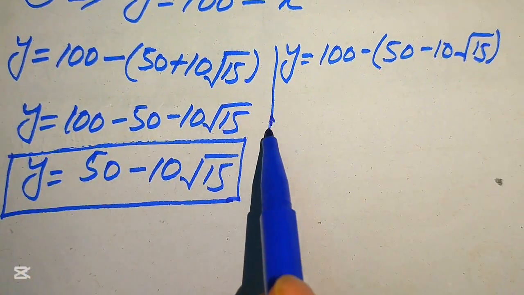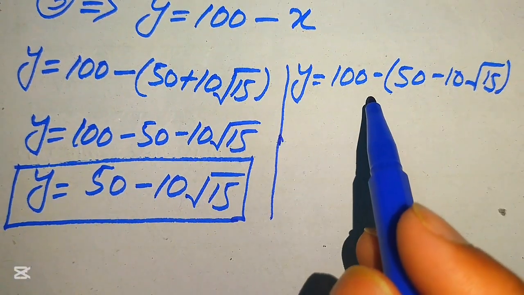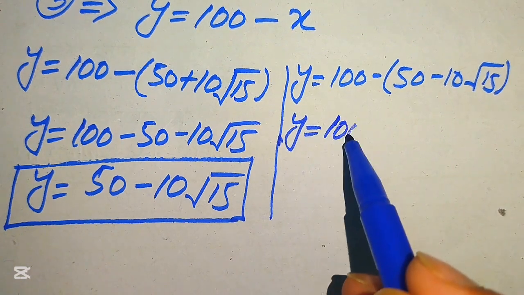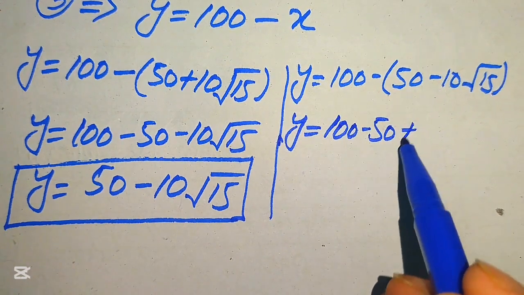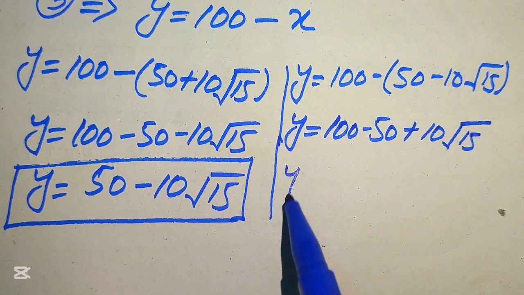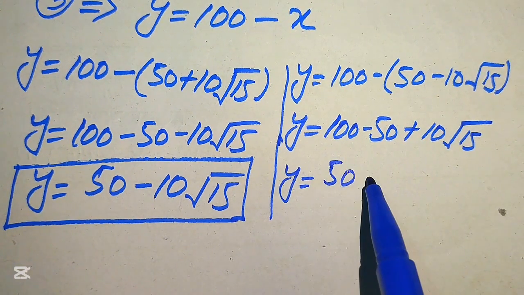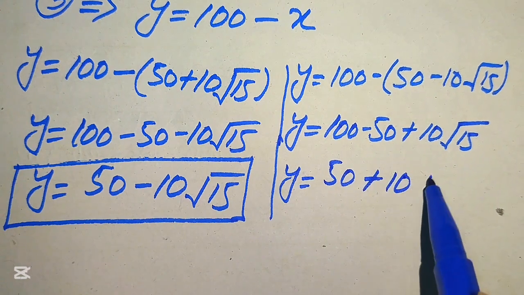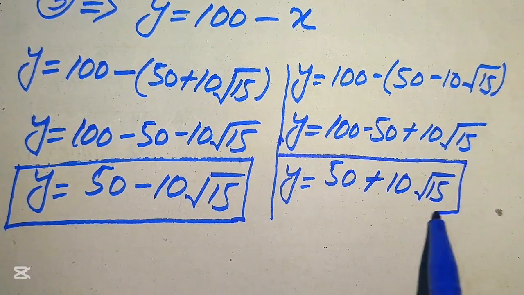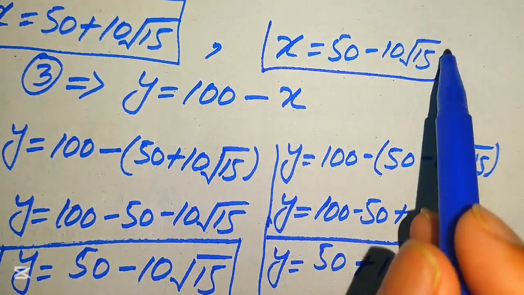So now here we need to focus on this case, and in this case we again multiply this negative sign on each of these values. It will be written as 100 minus 50 plus 10 times the square root of 15. So we get the value of y equals 100 minus 50 equals 50 plus 10 times the square root of 15. So this is the second value of y, and corresponding to the value of x is this one.